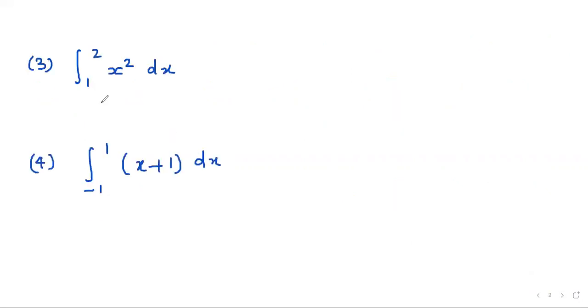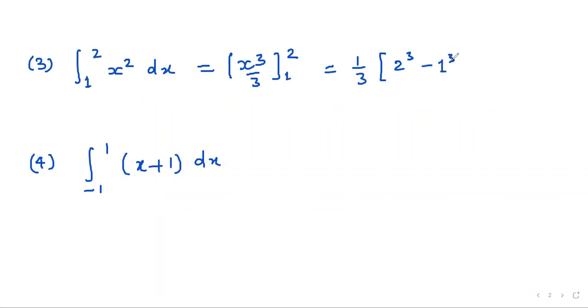Let's take the next question. Limit 1 to 2, integration x square dx. So it will give x cubed by 3 and limits 1 to 2. So 1 by 3 we can keep out. And then in place of x, we write 2. So this will become 2 cube. And then we write minus, and then we put this lower limit. So 1 cube. So this will be 8 minus 1, 7. So the answer is 7 by 3.